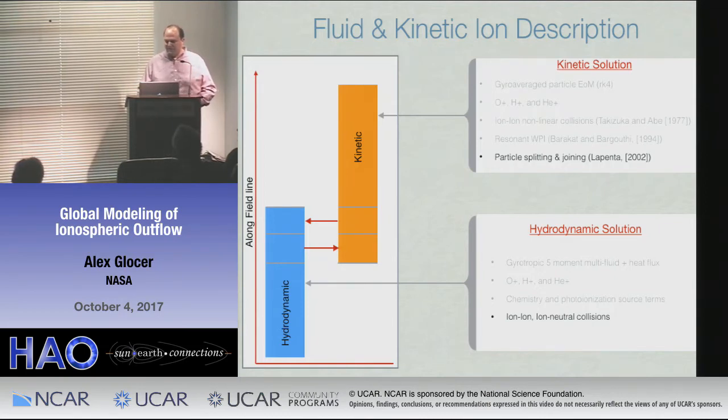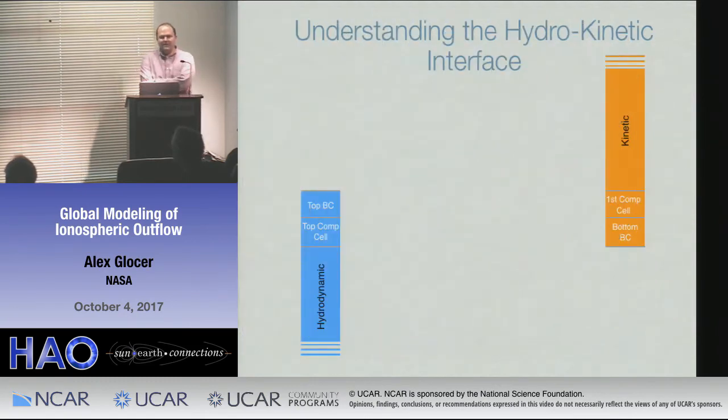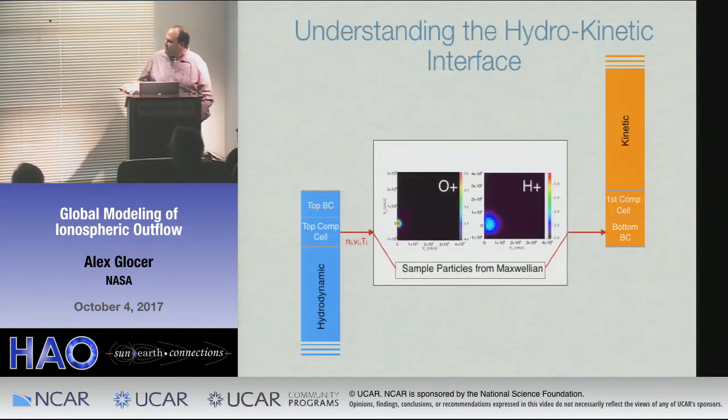So, a very critical aspect of this is how do you handle the interface between the hydrodynamic model and the kinetic model? And so here I want to zoom in on that interface and explain it in a little more detail. The basic idea is that from the top computational cell of the hydrodynamic model, we can get the ion moments, the density, velocity, temperature for every ion species. And from that, you can sample particles randomly from a Maxwellian. Those particles are then injected down into the bottom boundary cell of the kinetic description.